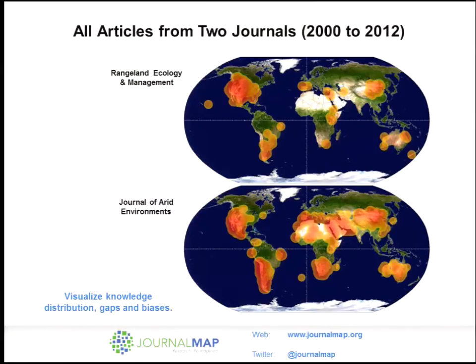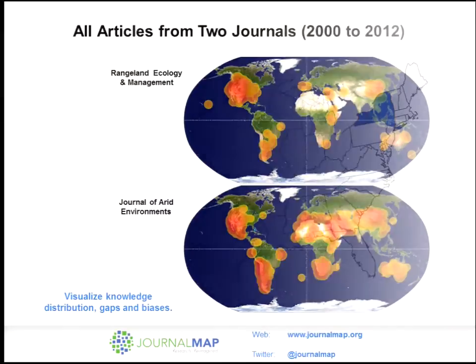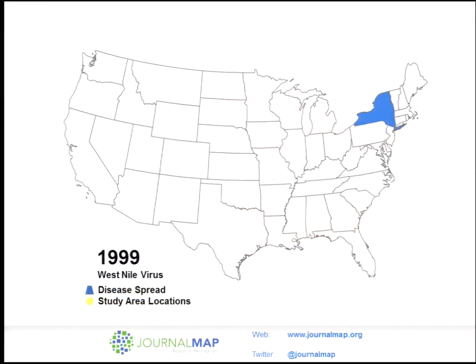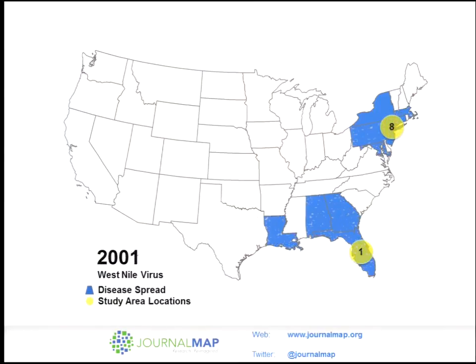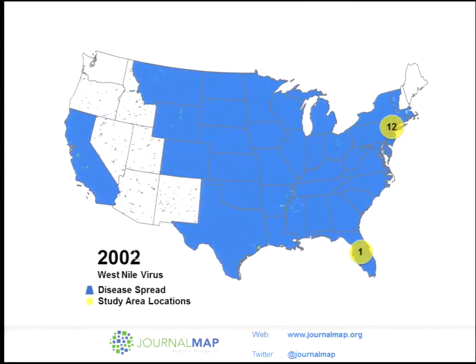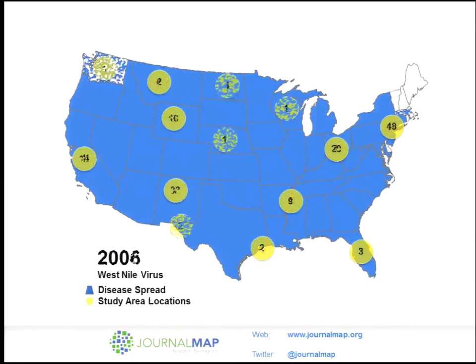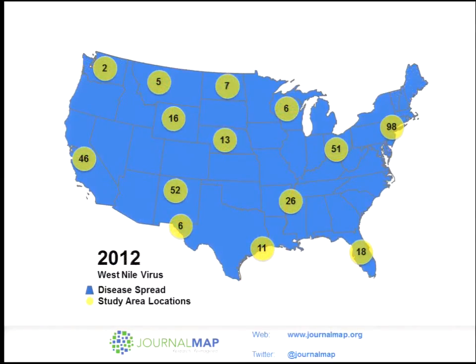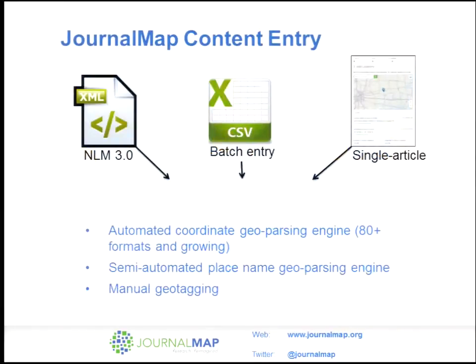So for JournalMap, we're getting the data into the system in a number of different ways. We can read XML formats from publishers. We can do batch data entries. We can do single article entry. Everything goes through what we consider a semi-automated process of geotagging, and everything is reviewed and vetted before it actually goes live on the site.